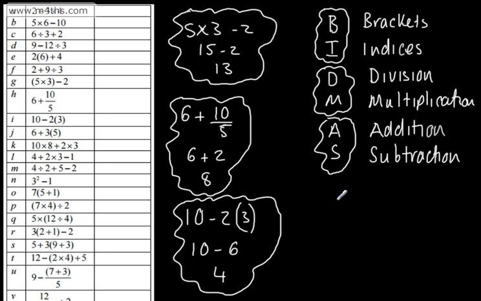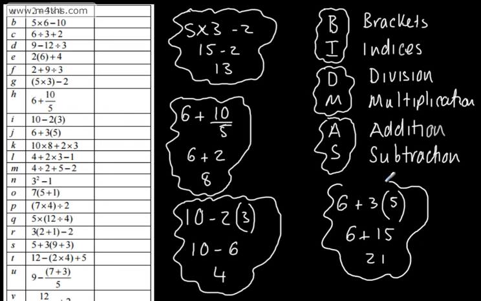Next one, we've got 6 plus 3 lots of 5. Remember, this is multiplication, so we do that before we do the addition. 6 plus 3 times 5. 3 times 5 is 15. So we end up now with 21.